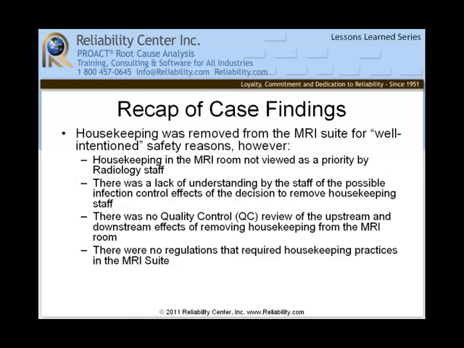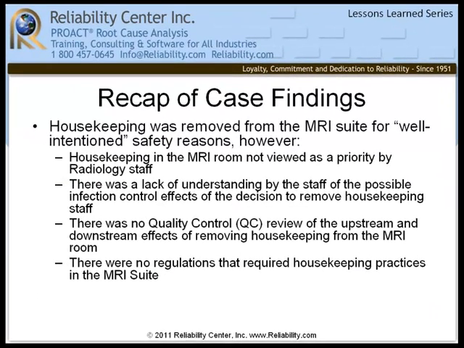Okay, so let's recap our findings. Housekeeping was removed from the MRI suite for well-intentioned safety reasons. However, housekeeping in the MRI room was not viewed as a priority by the radiology staff. There was a lack of understanding by the staff of the possible infection control effects of the decision to remove housekeeping. There was no quality control review of the upstream and downstream effects of removing housekeeping from the MRI room. There were no regulations that required housekeeping practices in the MRI suite.